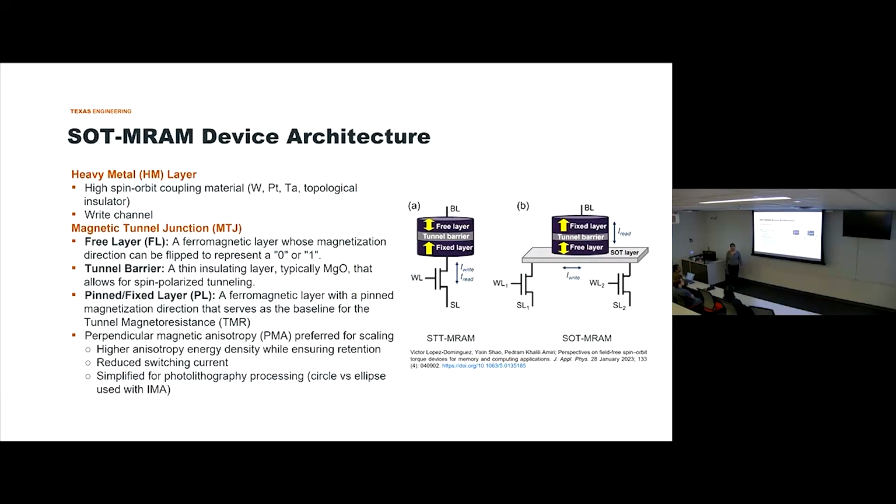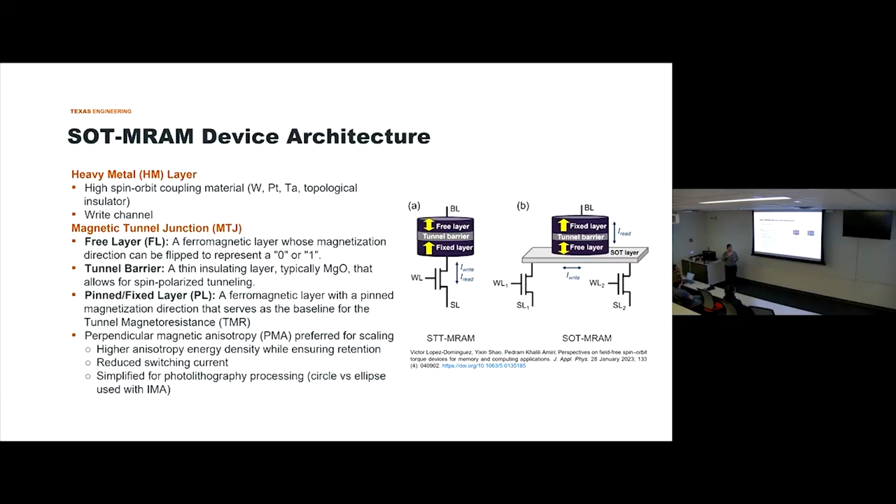Going over the device architecture, we have that heavy metal layer, which is a high spin orbit coupling material such as tungsten, platinum, tantalum, or a topological insulator. That's where a lot of the research is going into now. This serves as your write channel. Then you have a tunnel barrier, typically MgO, that is sandwiched in between two ferromagnetic layers.